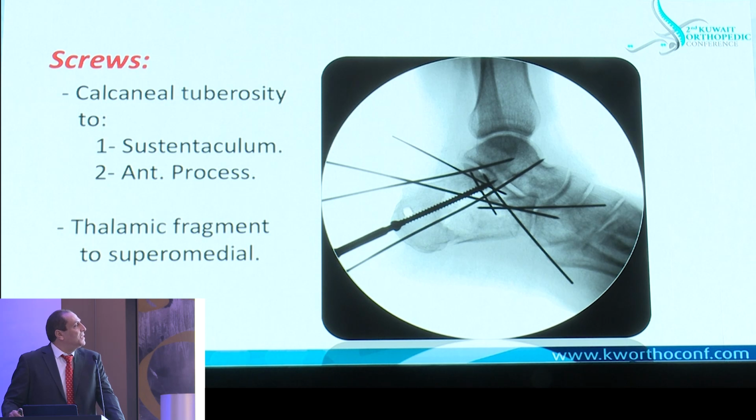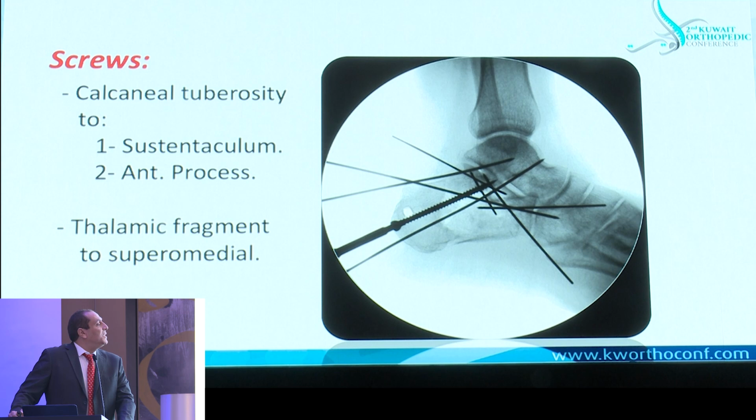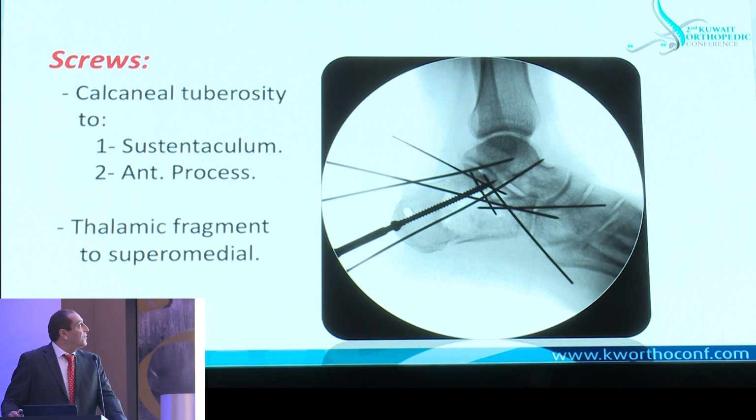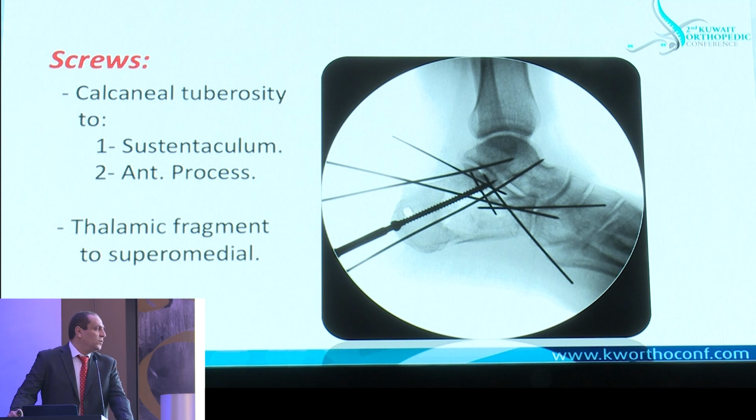We'll start the definitive fixation using the same wires for definitive fixation by cannulated screws, fully threaded. There is no place for lag screws because we need to keep the position we achieved. The strategy of our screws is one screw, or even two according to the size of the fragment, from the calcaneal tuberosity to the sustentacular fragment, and from the calcaneal tuberosity to the anterior process.